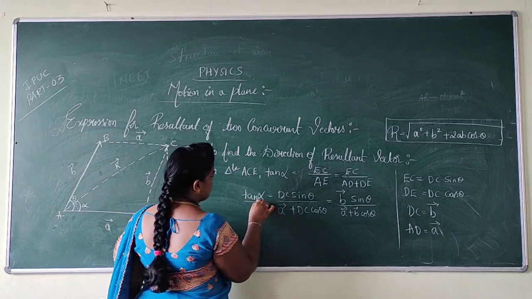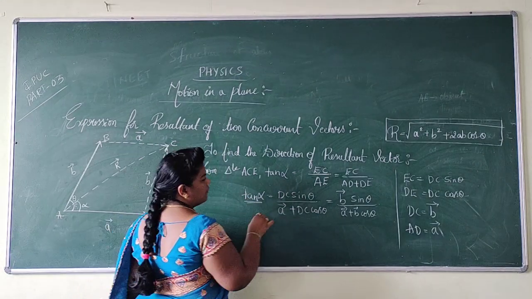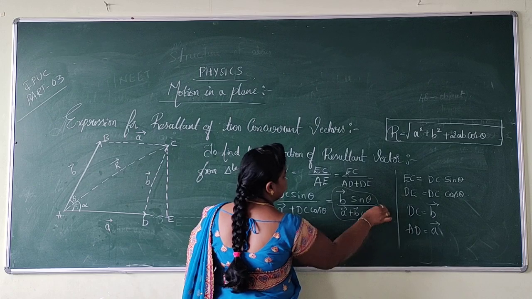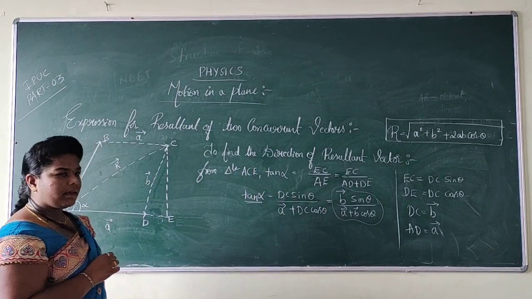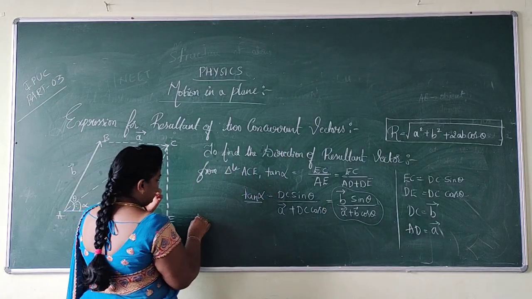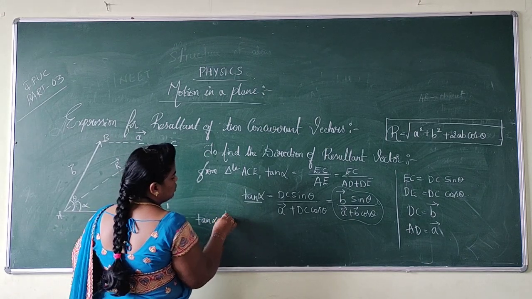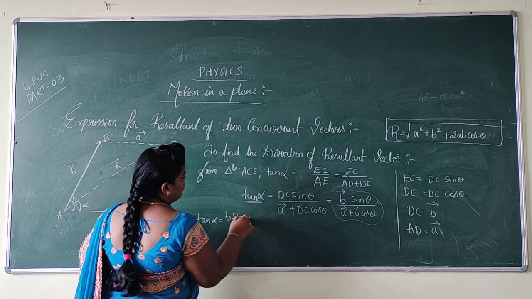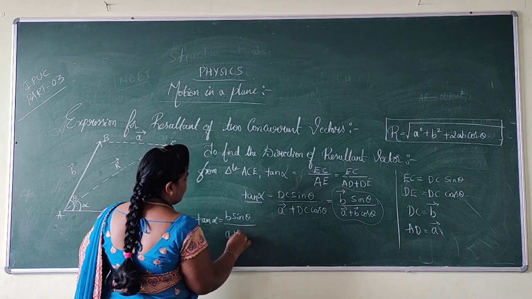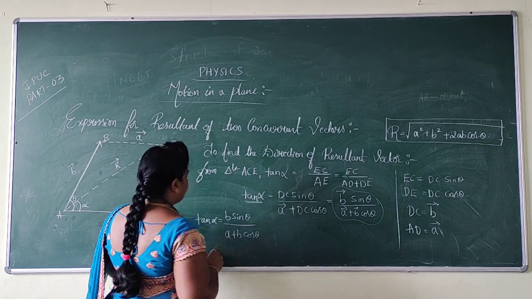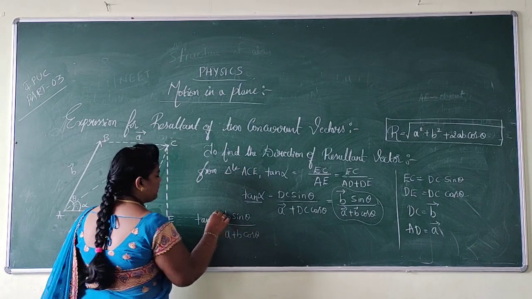So my dear students, here it is tan alpha, right? Tan alpha is equal to B sin theta divided by A plus B cos theta. See how I am writing? Tan alpha is equal to B sin theta divided by A plus B cos theta. But I want alpha. So what happens?